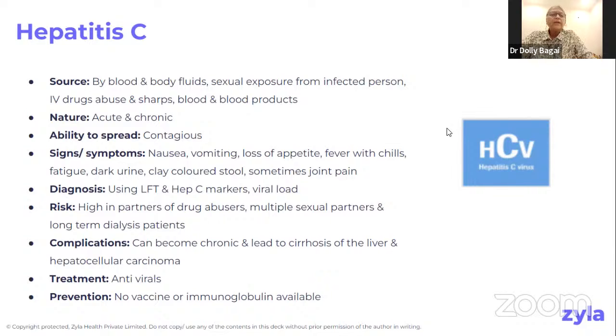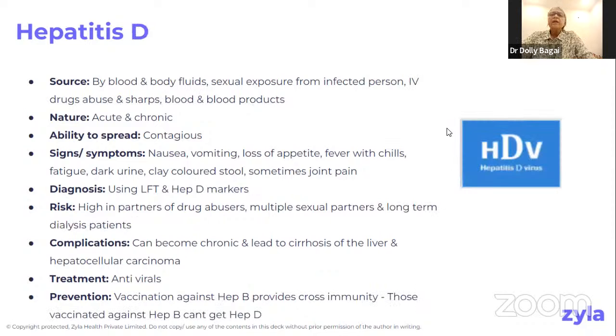The fourth one, hepatitis D. It is again similar, and it is again spread by blood and body fluids, sexual exposure, drug abuse, sharps, and it has the same course, acute and chronic. It is contagious. The signs and symptoms are the same. The diagnosis is by using liver function test and hepatitis D markers. The risk is high in partners of drug abusers, multiple sexual partners, dialysis patients. Same, absolutely same. Can become chronic, lead to cirrhosis and hepatocellular carcinoma. The treatment is with antivirals.